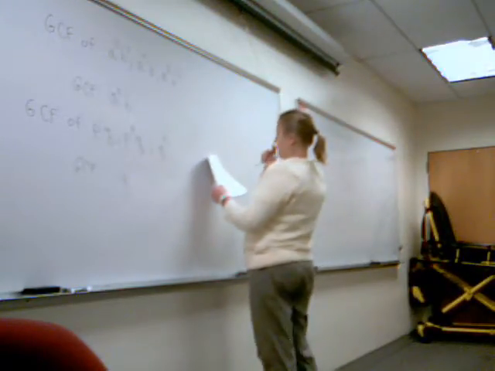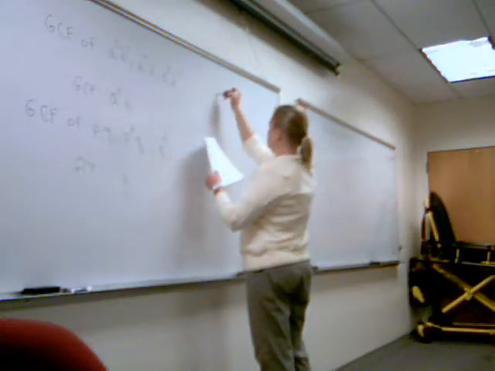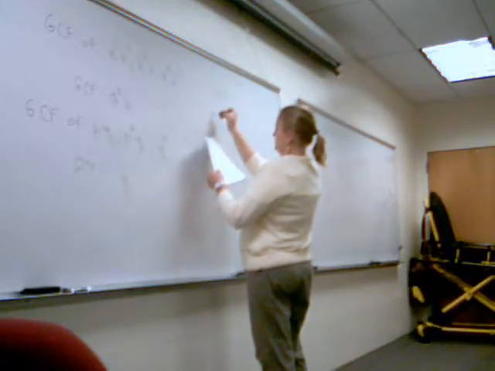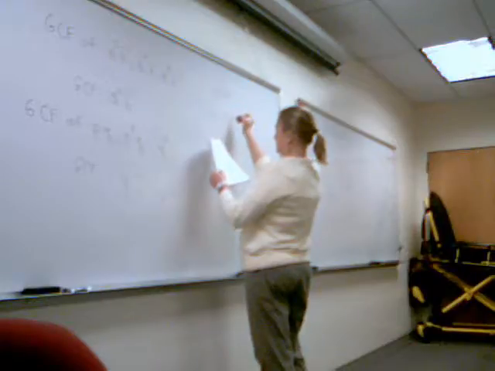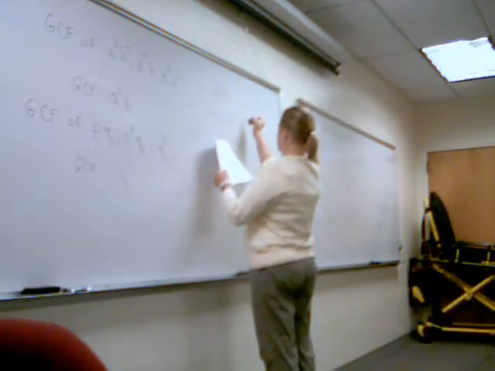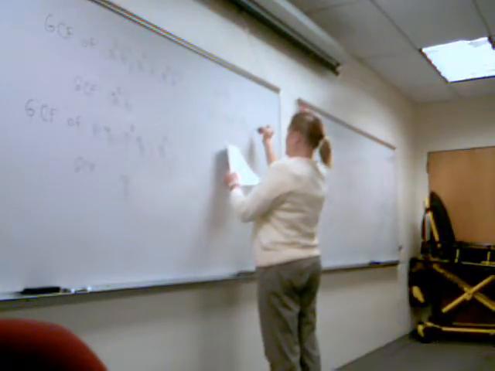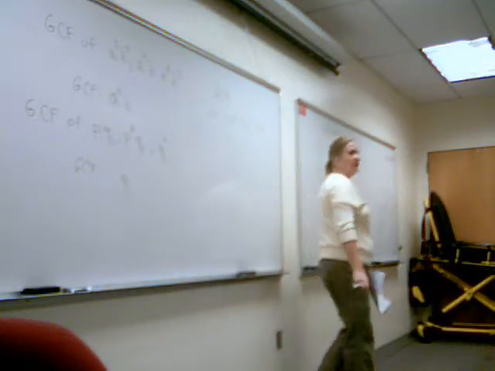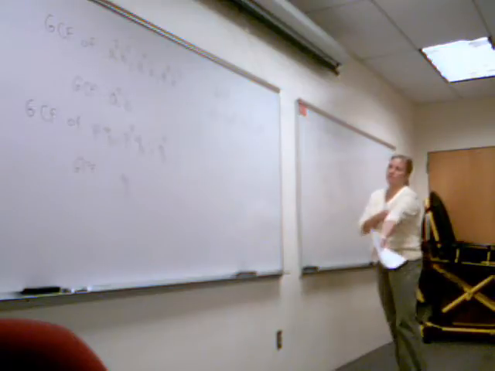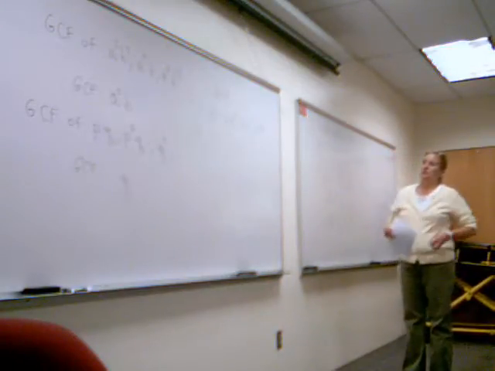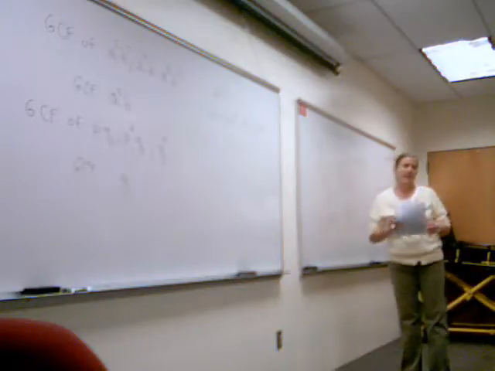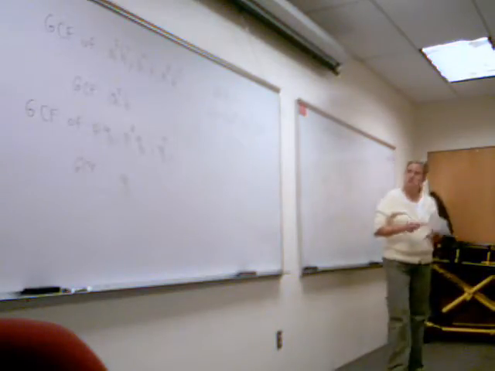All right, how about the GCF of... now we're going to combine numbers with the variables. So first look at the numbers, the coefficient. What is the greatest common factor of 12, 18, and 28?